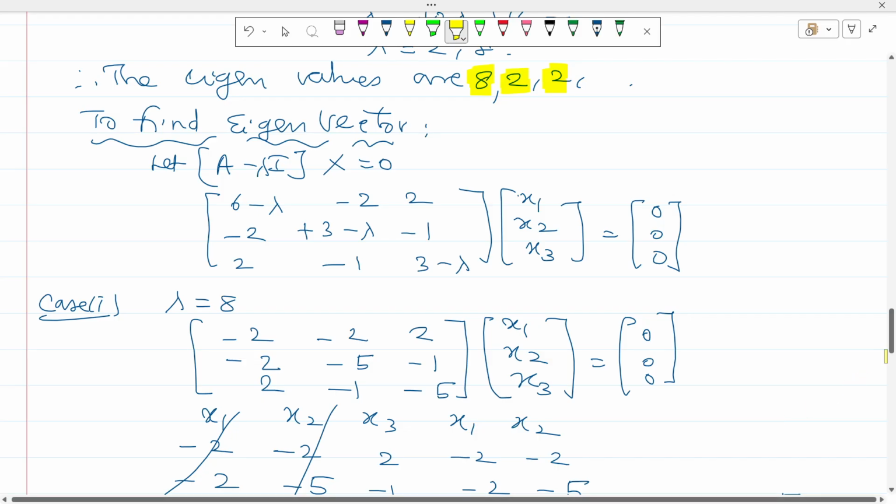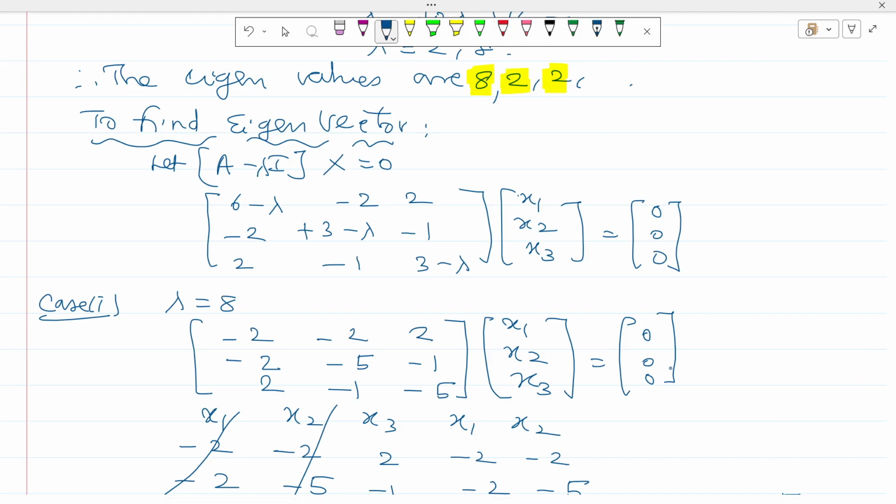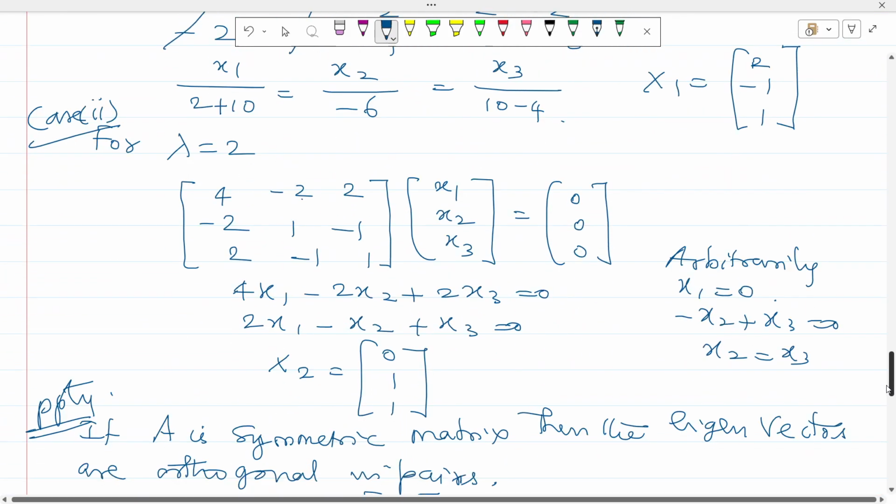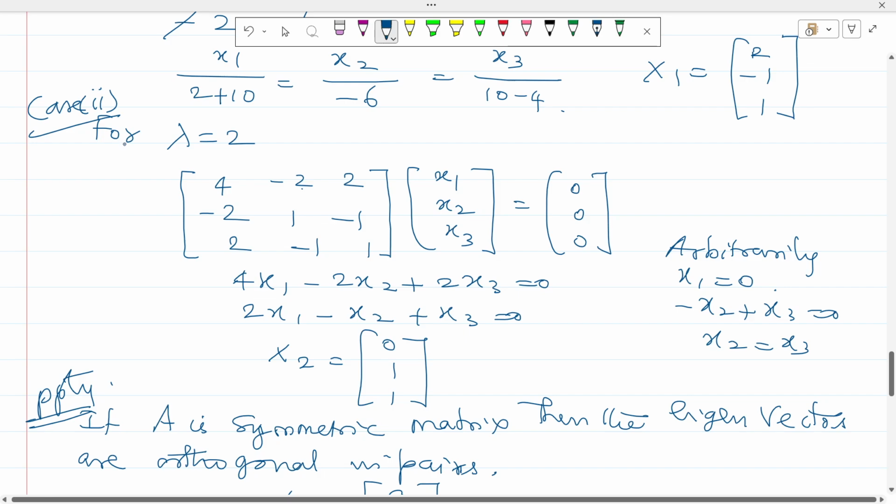So at the time, what happened is you write the matrix. There is no doubt in matrix writing, no? Yes, sir. No doubts. So 4, minus 2, 2; minus 2, 1, minus 1; 2, minus 1, 1. This is the matrix.